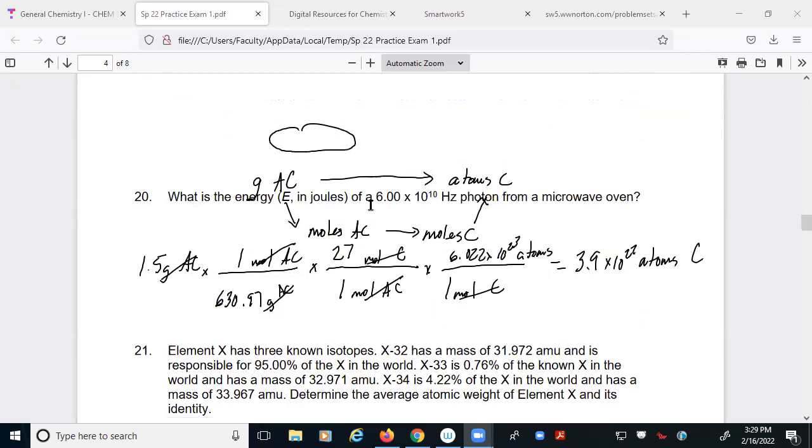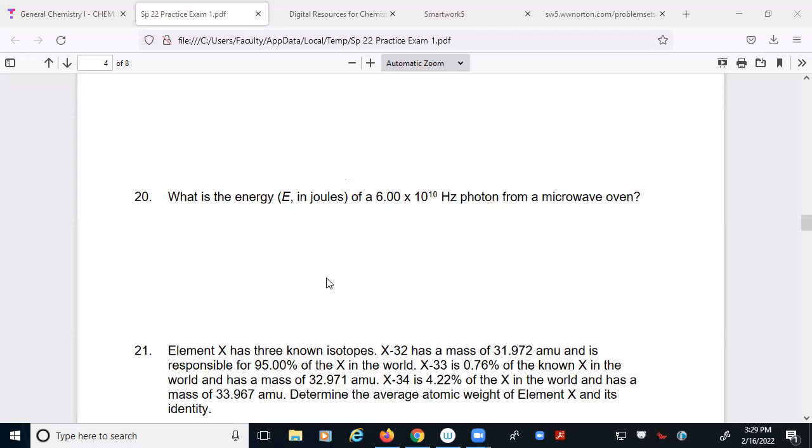All right, we want to look at number 20 as well. Number 20 just requires you to use an equation off of your equation sheet. So remember that Hertz is the same thing as reciprocal seconds. So if you put that number in times Planck's constant, which is in joules times seconds, you multiply that by reciprocal seconds, they cancel out. The unit you're left with is joules there.